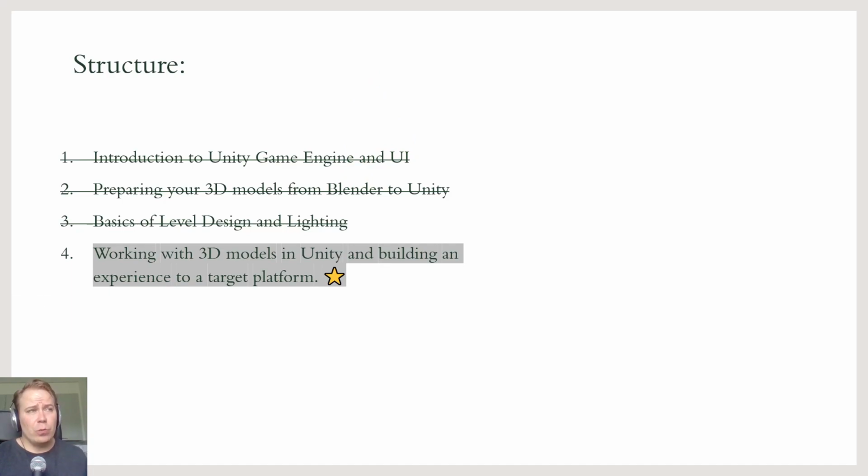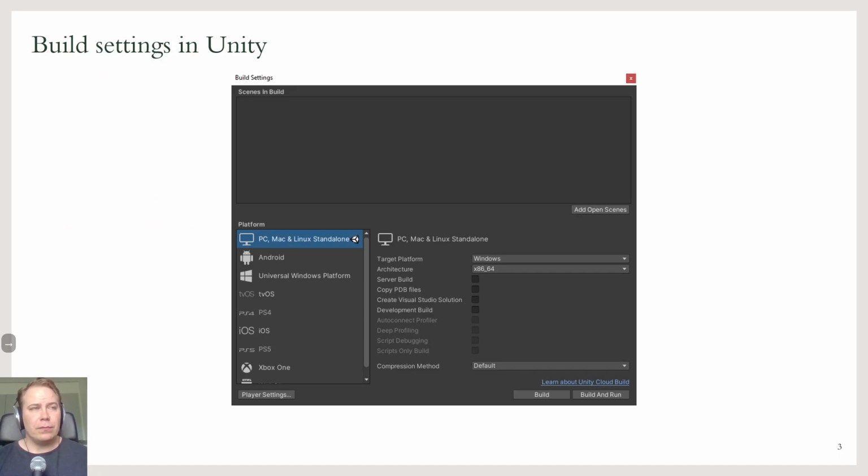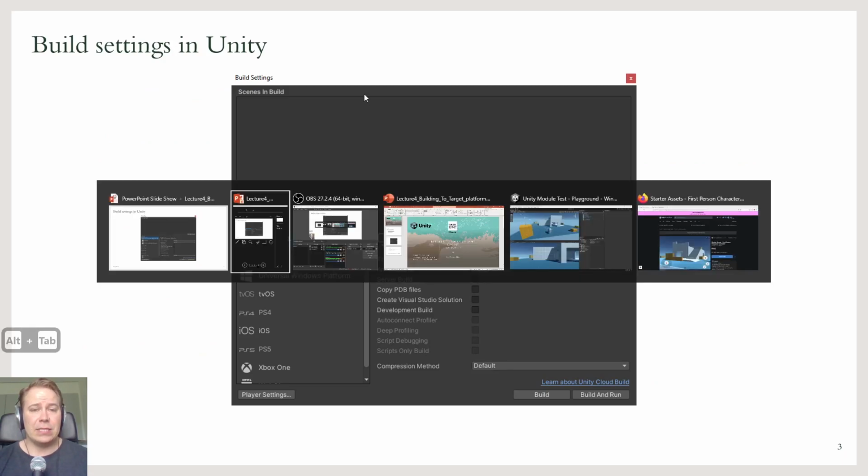So the structure, we have gone through the introduction to Unity Game Engine and UI, preparing your 3D models from Blender to Unity, then a little lecture about basics of level design and lighting, and then finally we have come into working with 3D models in Unity and building an experience to a target platform. Here we have a little build settings for Unity, and then we have the final main task for you as well.